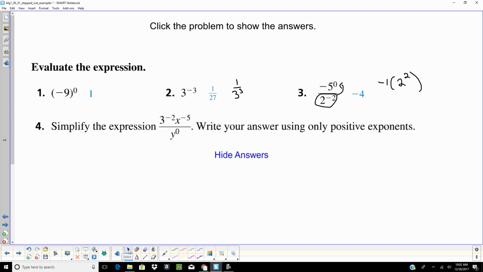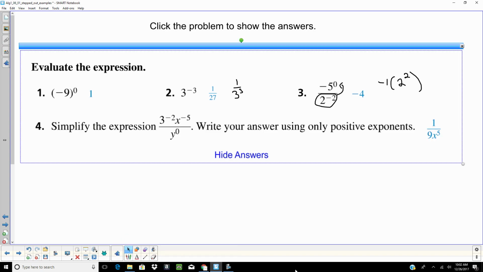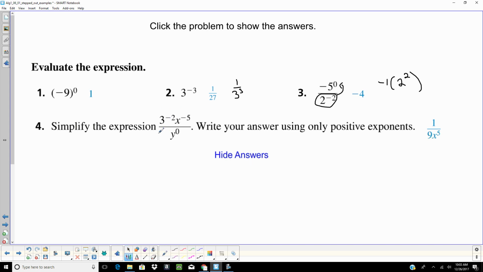Our last one, why don't you take a second, hit pause, try that on your own. It's going to be 1 over 9x to the 5th. We are going to take that 3 squared, and it's going to be moved down to the denominator. When it changes location, it becomes positive. X to the 5th goes down to the denominator. You need to still have a placeholder up in the numerator, so that's where that 1 comes from. And y to the 0 is 1. 3 squared gives me 9, so 9x to the 5th.